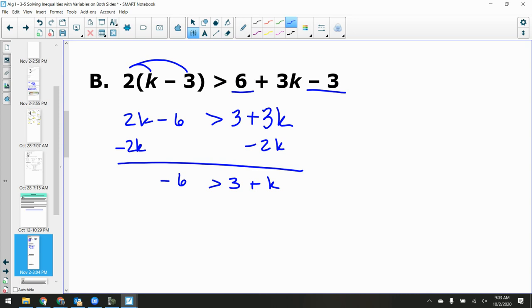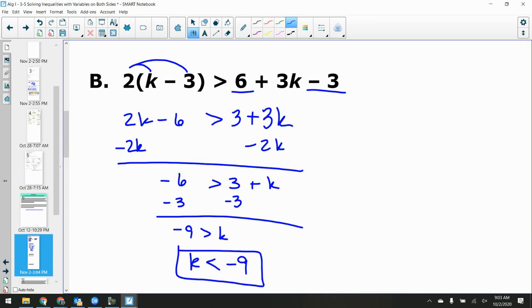Finish it off, subtract the 3. So we get negative 9 is greater than k, and remember that I like my variable on the left side. So I'm going to put k on the correct side, which means the symbol has to flip there. k is less than negative 9. Here's negative 9 and here's 0.